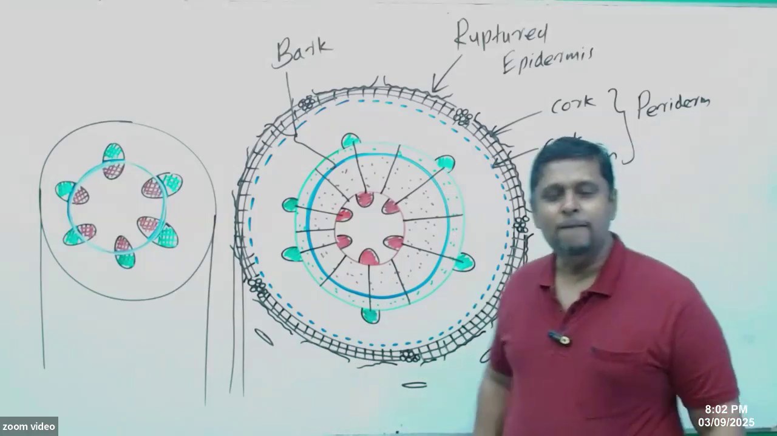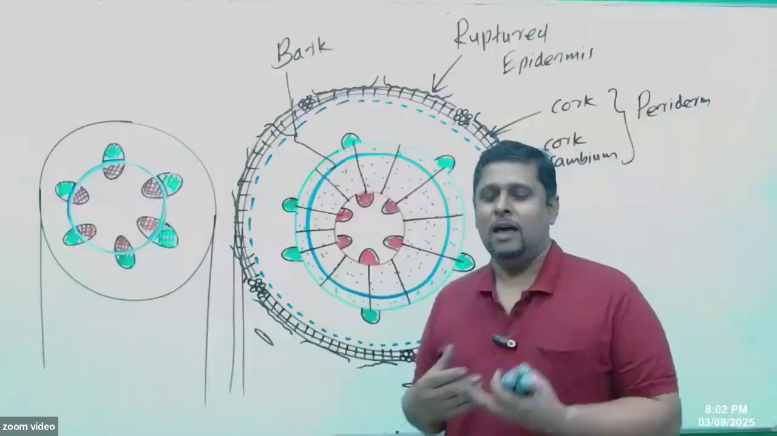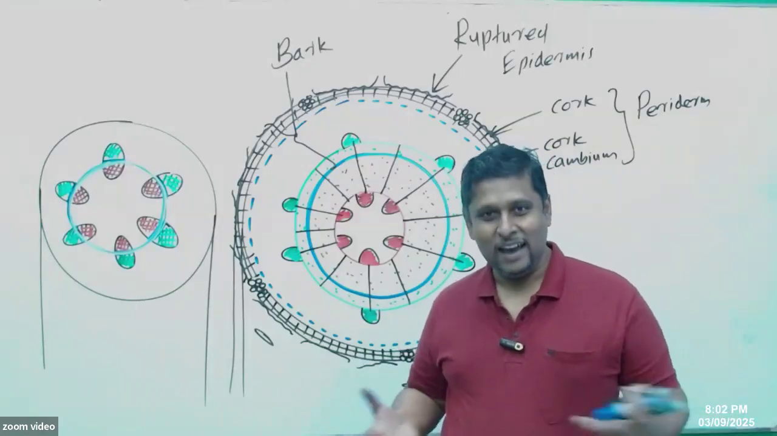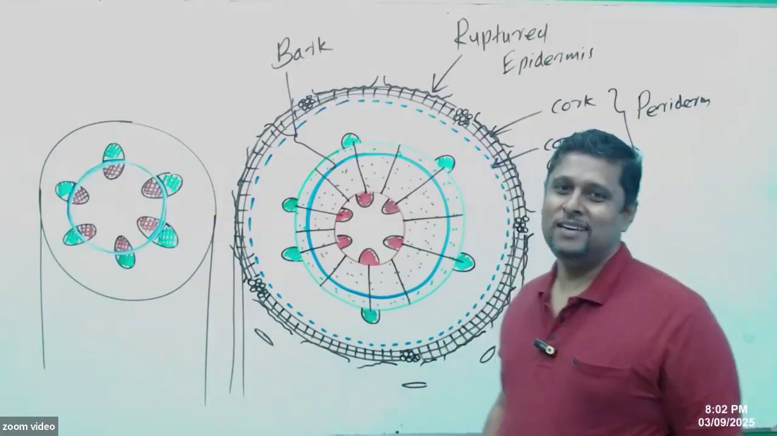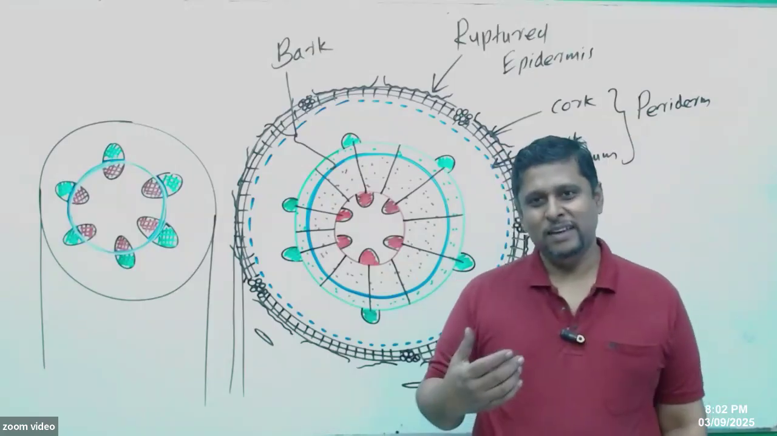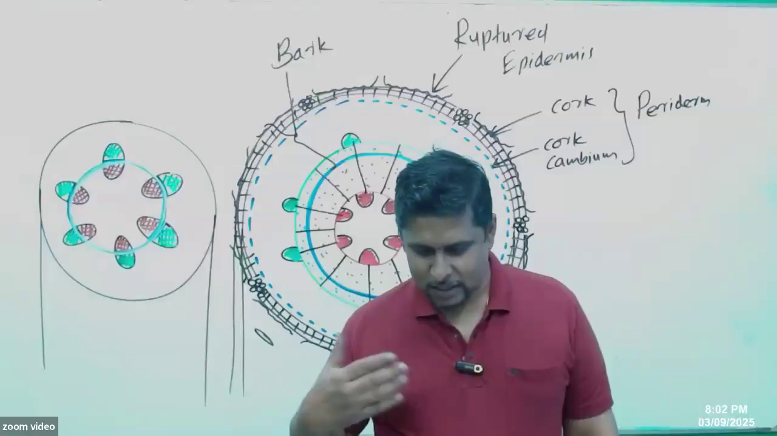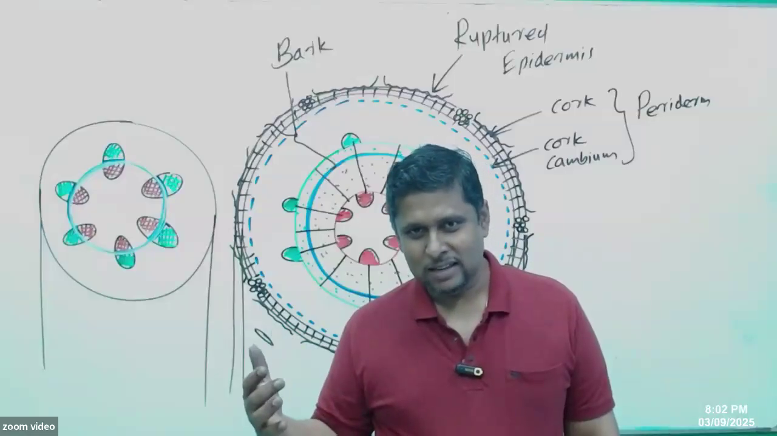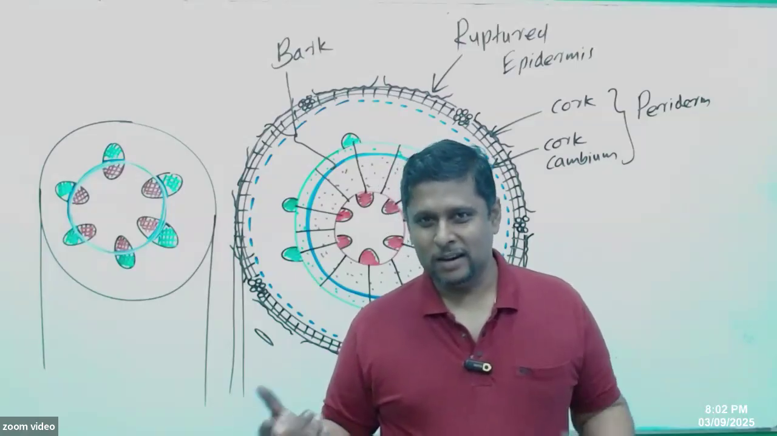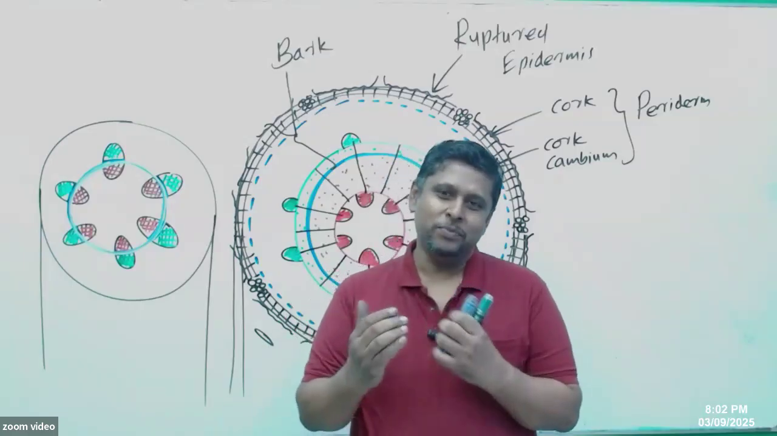Right. And then we have to discuss something called the annual rings and the growth rings. Now, this vascular cambium is like you. Its activity is not constant throughout the year. Some periods the vascular cambium is fast, some periods it is slow. So the activity of the vascular cambium can change.